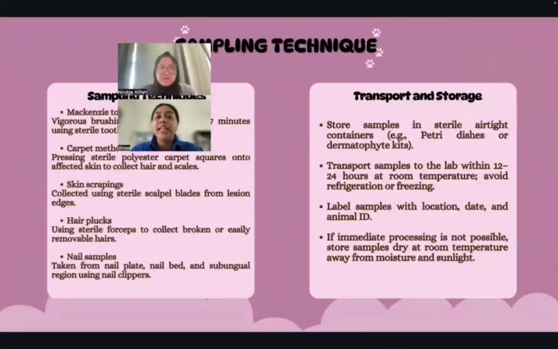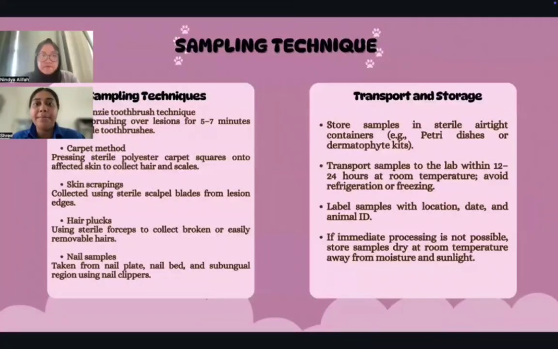How do they transport and store the sample for the laboratory? They store the sample in a sterile, airtight container, for example petri dishes or dermatophyte kits. Transport the sample to the lab within 12 to 24 hours at room temperature, avoiding refrigeration or freezing. The sample should be labelled with the location, the date, and the animal ID. If immediate processing is not possible, store the sample dry at room temperature, away from moist and sunlight areas.